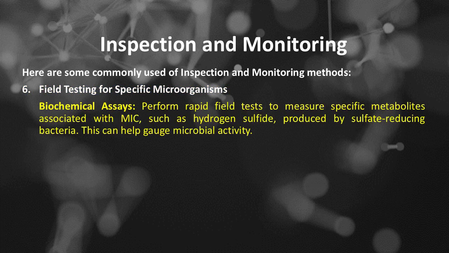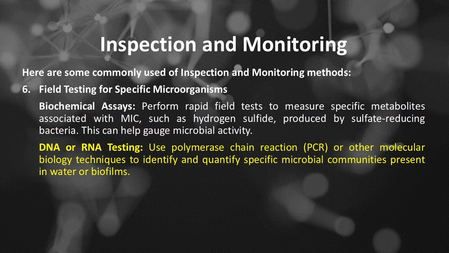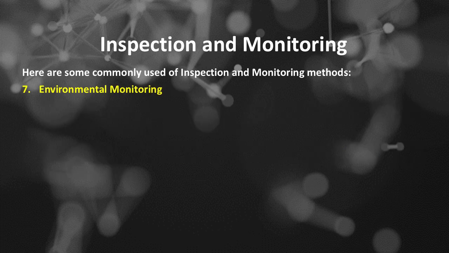Biochemical assays: perform rapid field tests to measure specific metabolites associated with MIC, such as hydrogen sulfide, produced by sulfate-reducing bacteria. This can help gauge microbial activity. DNA or RNA testing: use polymerase chain reaction, PCR, or other molecular biology techniques to identify and quantify specific microbial communities present in water or biofilms. Number 7 is environmental monitoring.